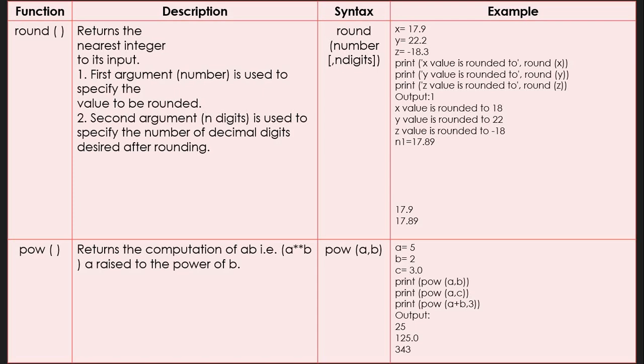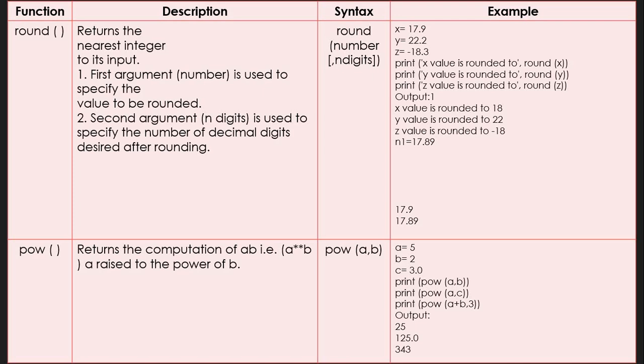The second type of this round function has two arguments. The previous round function had only one argument: you just pass the value as an object, and it gives you the rounded value of the object that you're passing. But the second type has two arguments. The first argument is the number that you want to round, comma, the number of decimal digits desired after rounding. How many decimal digits you want after rounding? That's the second parameter. The first parameter is the number that you want to pass through.